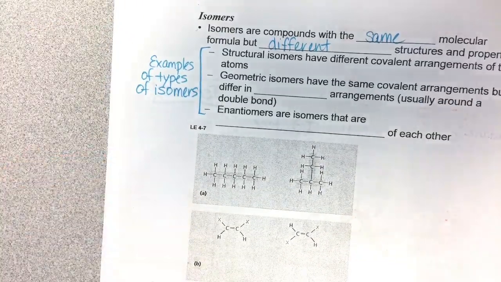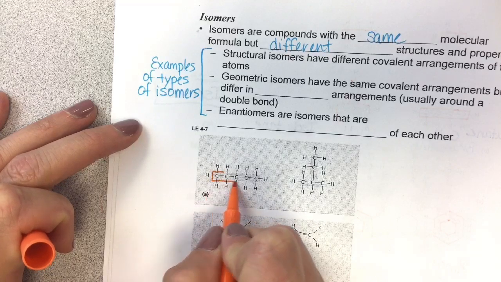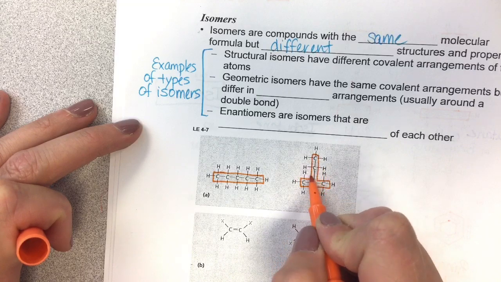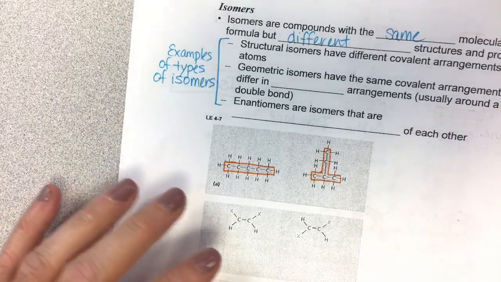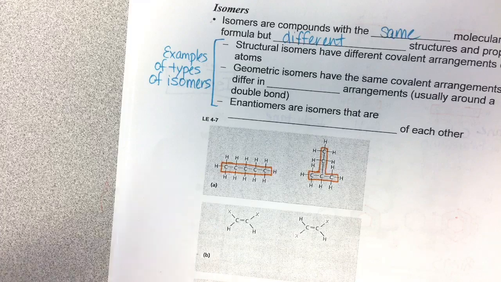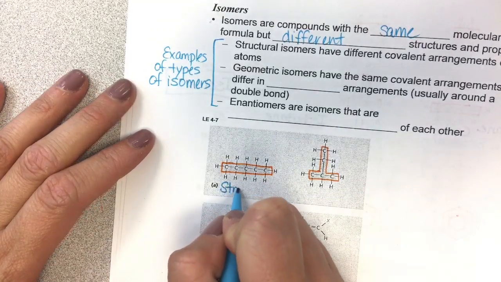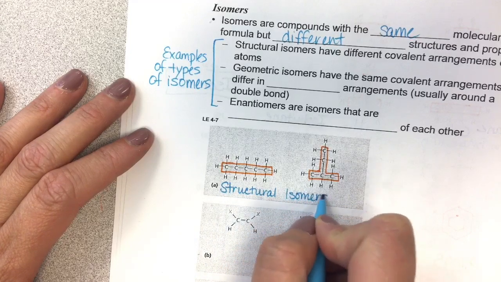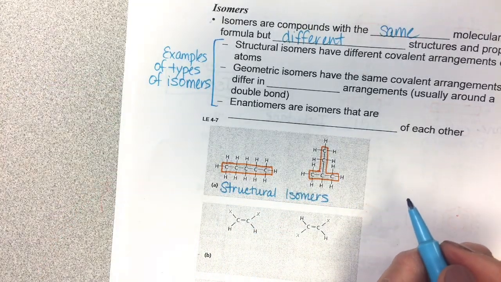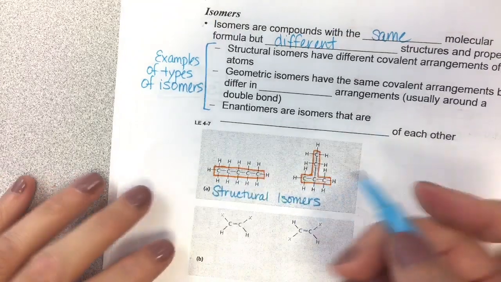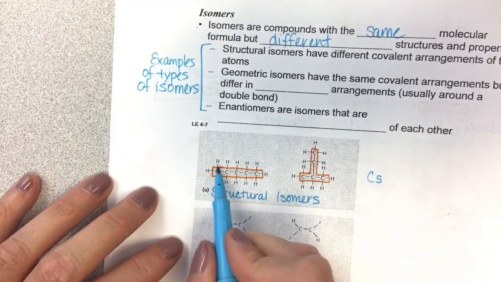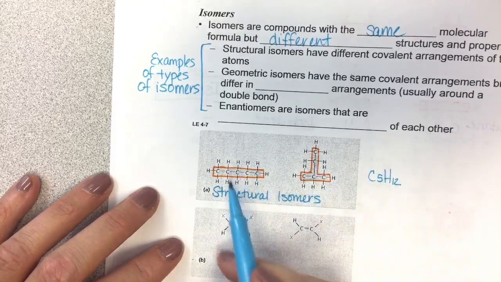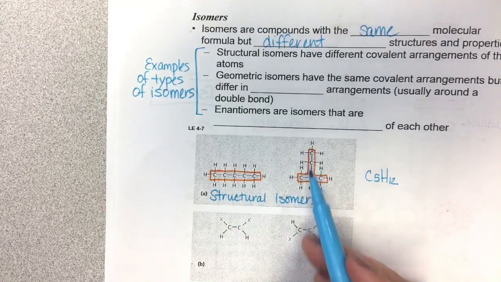And so this example right here, example A, would be like that. So here we have, I'm doing the carbon skeleton so we can look to see how that branches. And so these guys would be examples of structural isomers. And so again, we can count up the atoms. And so we have 1, 2, 3, 4, 5. So both of these have C5 and then H12. And so therefore, same formula, different covalent arrangement of the atoms.